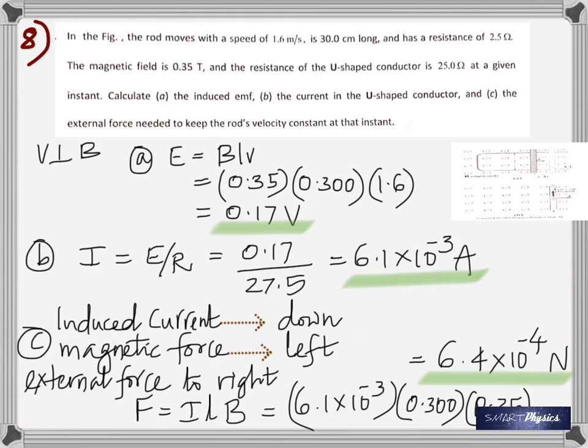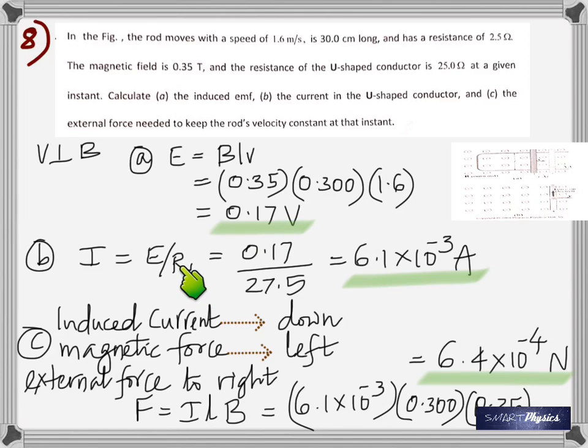Now in this question, there is a rod moving with a speed, and the magnetic field is given, and you have to find the induced EMF. Now the induced voltage is given by the product of the three quantities: magnetic field strength, the length of the conductor, and the velocity. Multiply all those three that are given and you get the voltage induced.